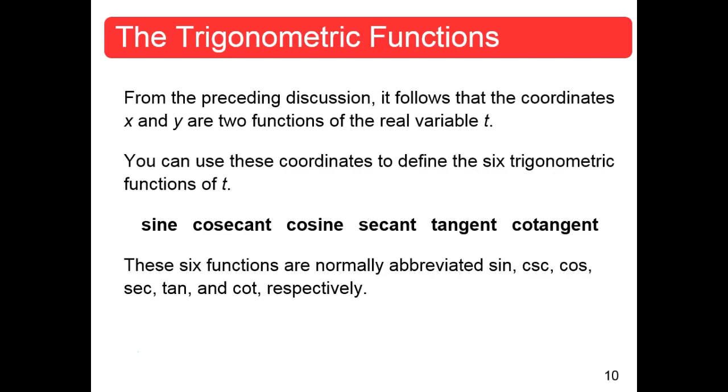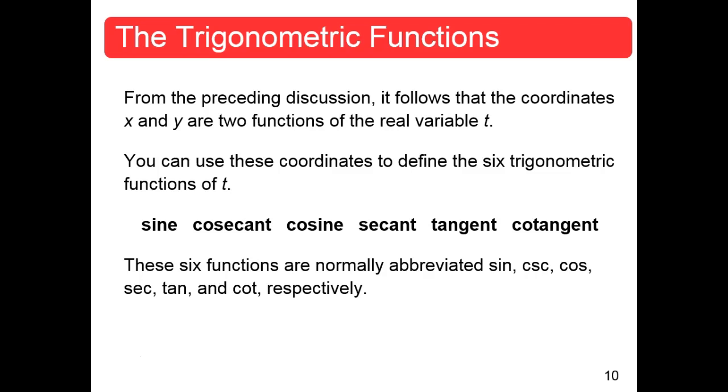From the preceding discussion, it follows that the coordinates x and y are two functions of the same real-valued variable t. So your x is some function of that t, your y is some function of that t. Now, you can use those coordinates to define 6 trigonometric functions of that same variable t.